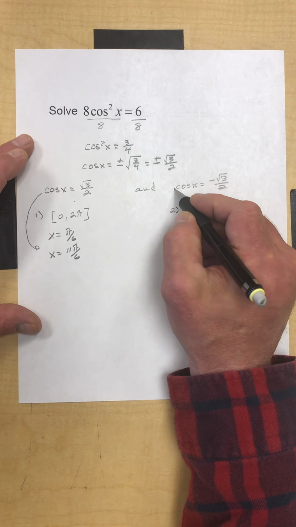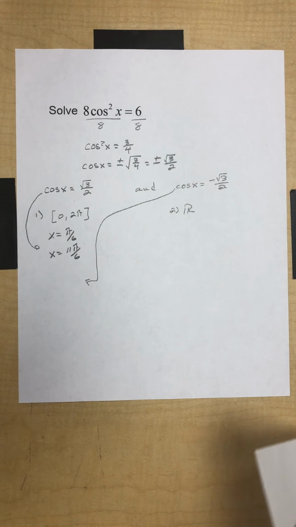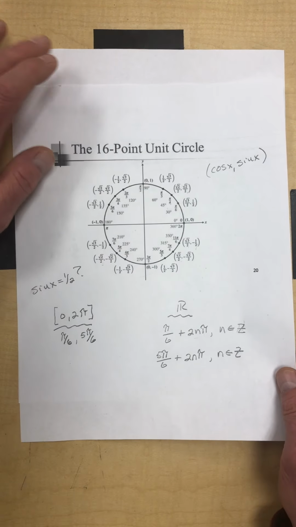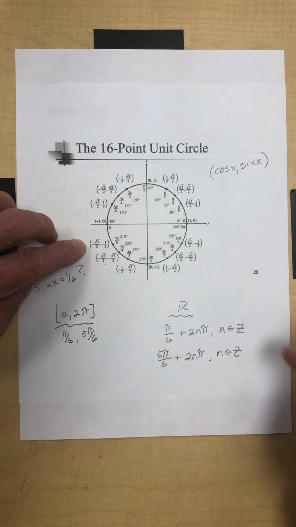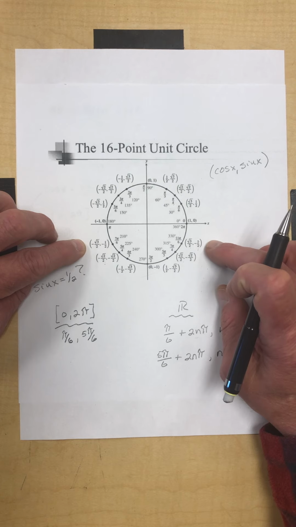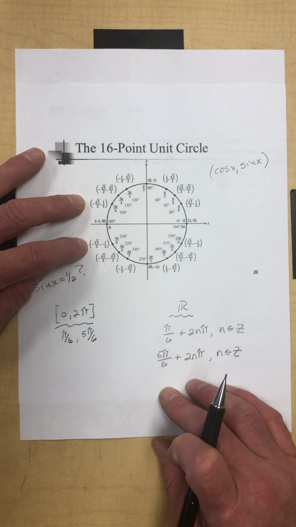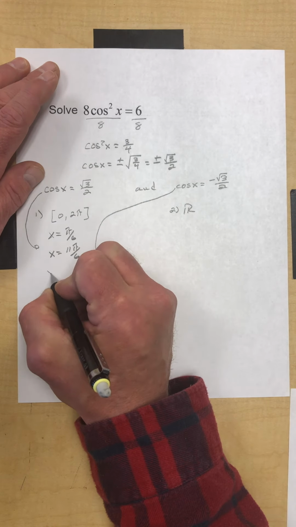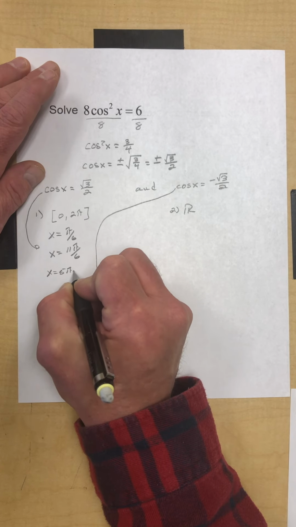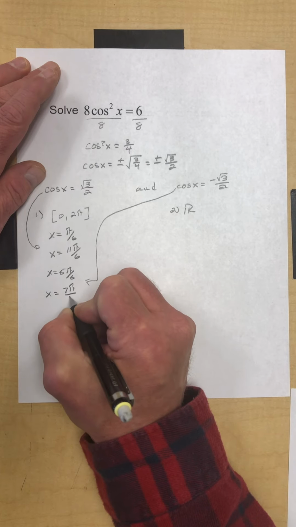Okay, so now I have to worry about the solutions that come from this one. When is our x-coordinate negative radical 3 over 2? Notice that happens right here at 7 pi over 6. No, I'm sorry, it happens up here, 5 pi over 6 and 7 pi over 6. We get our x-coordinate is negative radical 3 over 2. So x equals 5 pi over 6, and x equals 7 pi over 6.